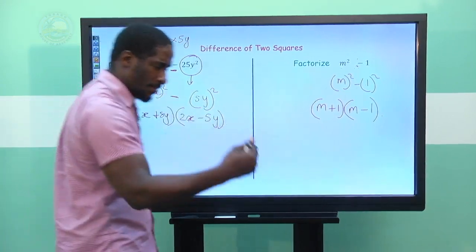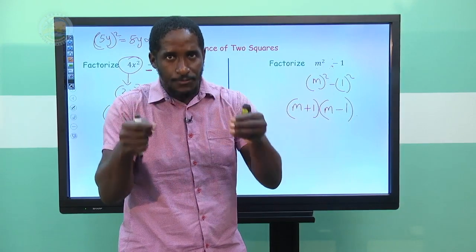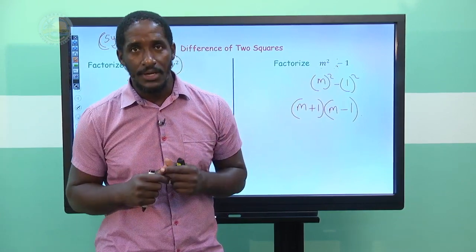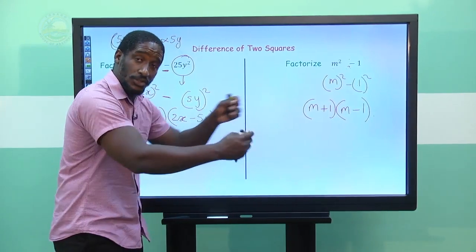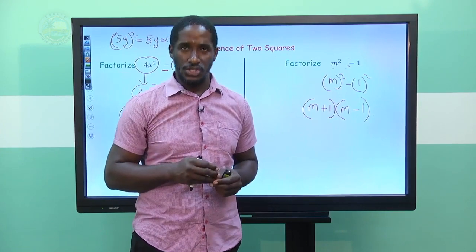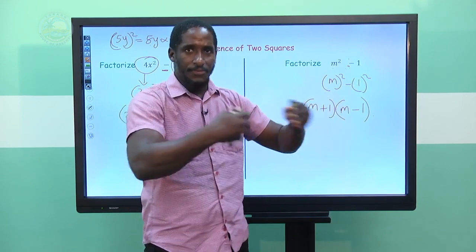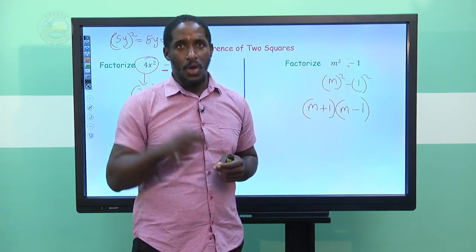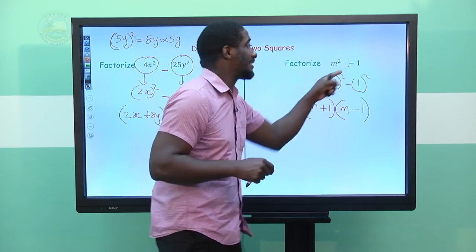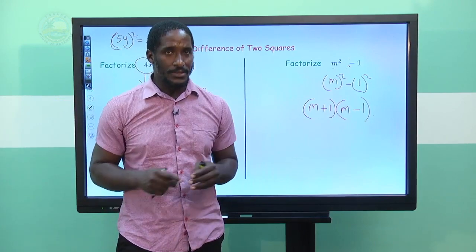So we have established that in order for us to use this method, 1, a difference must exist. When we say a difference must exist, we are saying here that subtraction must be occurring. Once subtraction is occurring between two terms, it is possibly a case of difference of two squares. But that's not the only condition. There's another condition: the terms that are being subtracted must be perfect squares. We must be able to find some other term or some other number that can be multiplied by itself to give us those terms. Once those two conditions are met, we then say that it's a case of difference of two squares.